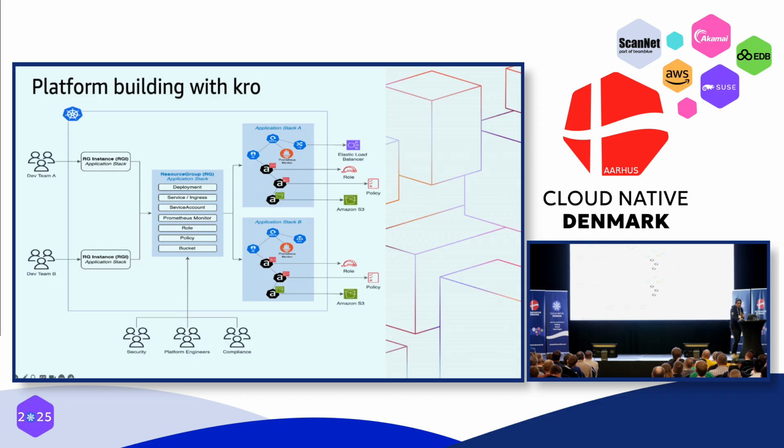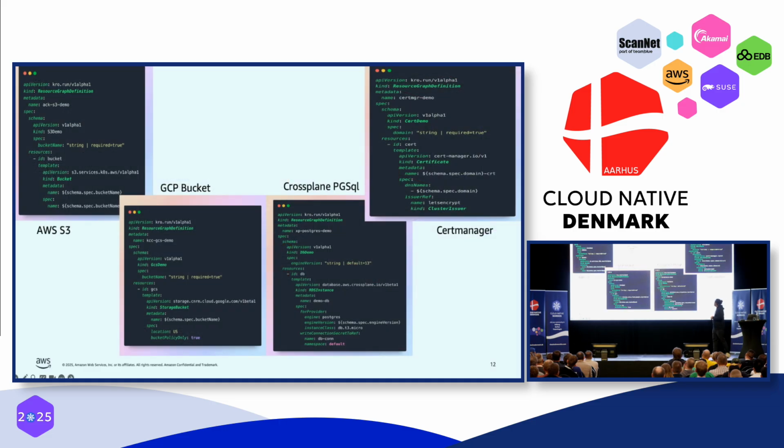How that looks is basically something like this. So here is an example of a KRO resource graph definition to create an Amazon S3 bucket, or it could be a GCP bucket, a Crossplane PG-SQL, or it can be a cert manager. Basically, it could be anything, as long as you have an operator, a business logic that can take those CRDs and go and make those changes in whatever place you might want.